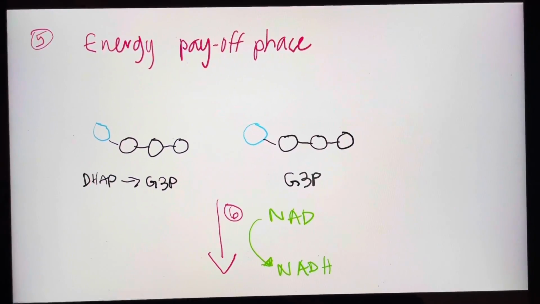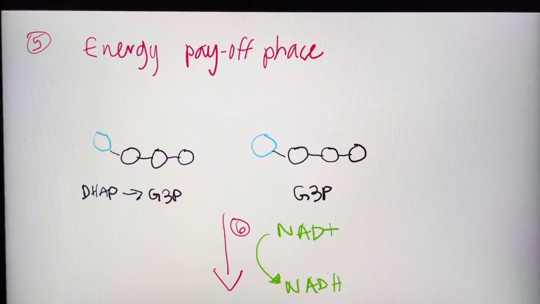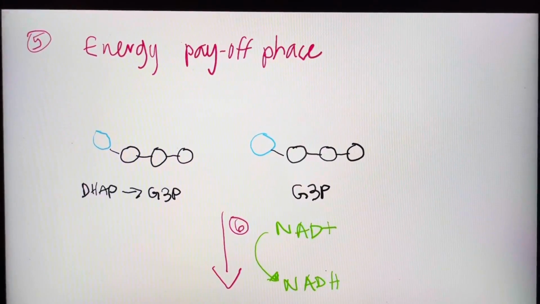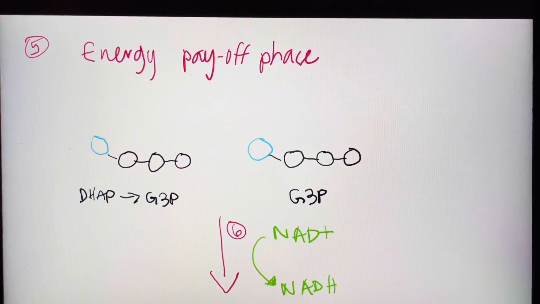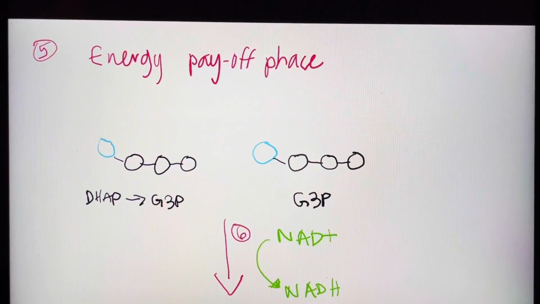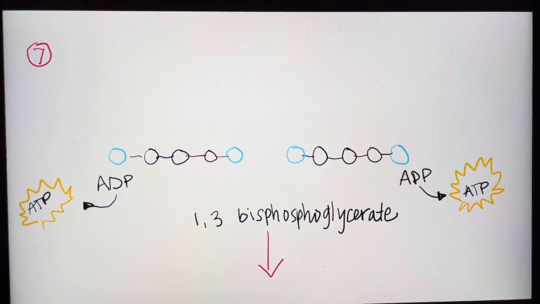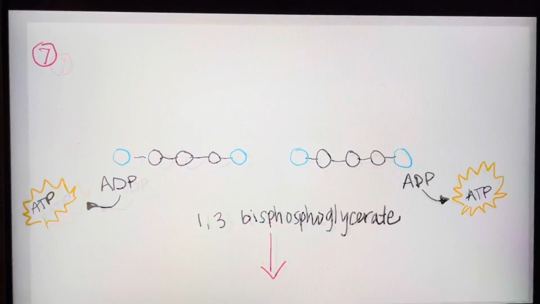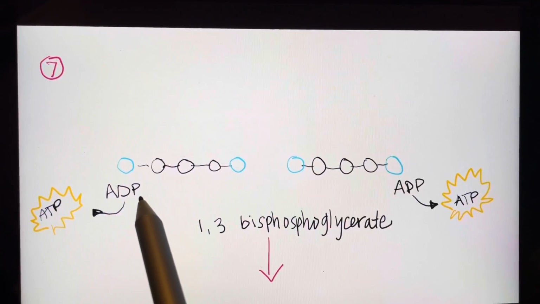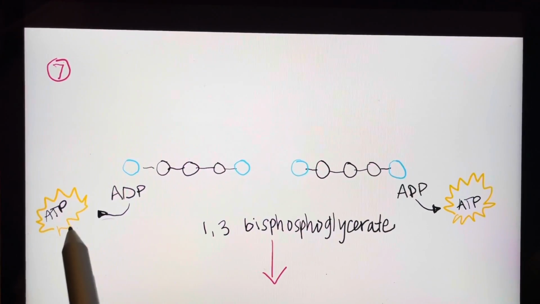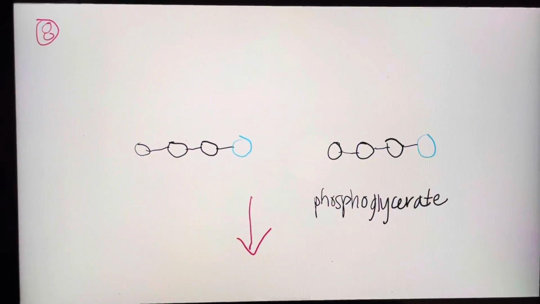Now we're entering the energy payoff phase. This is where ATP is made. G3P is oxidized while NAD+ is reduced to NADH and hydrogen. This exergonic reaction releases energy that is used to form 1,3-bisphosphoglycerate. This donates a phosphate group to ADP, making ATP. And it turns it into phosphoglycerate.